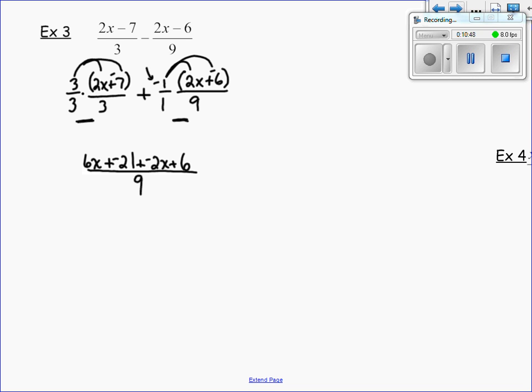Now I combine like terms. 6x plus negative 2x is 4x. Negative 21 plus 6 is negative 15 over 9. And one last thing you should notice is that this plus and negative needs to get rewritten back to just straight subtraction. Final answer is 4x minus 15 over 9.